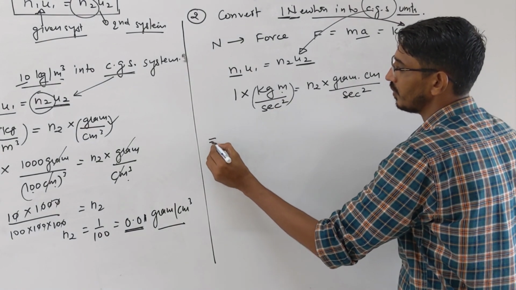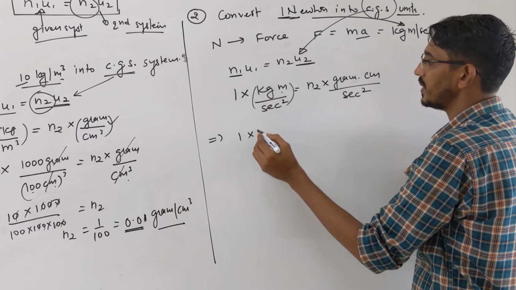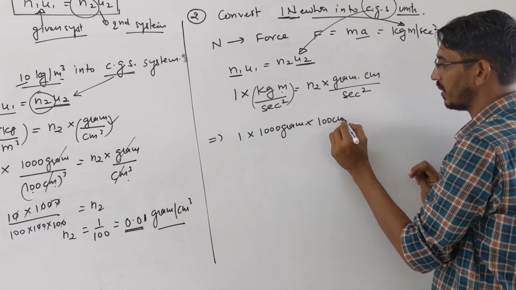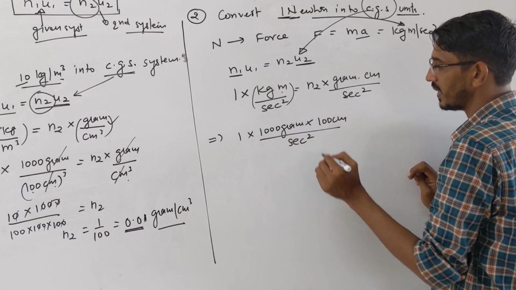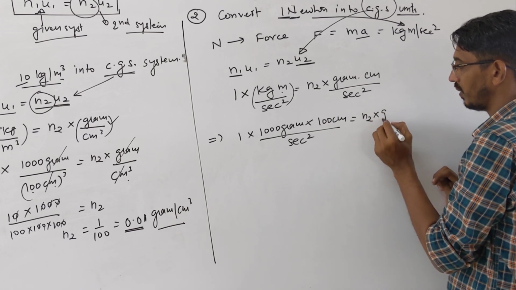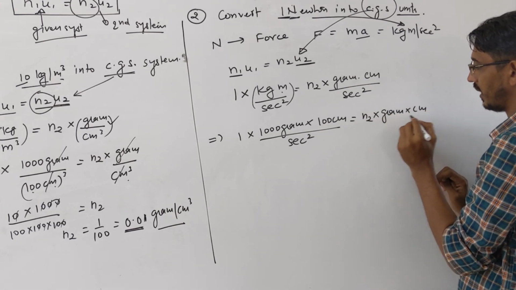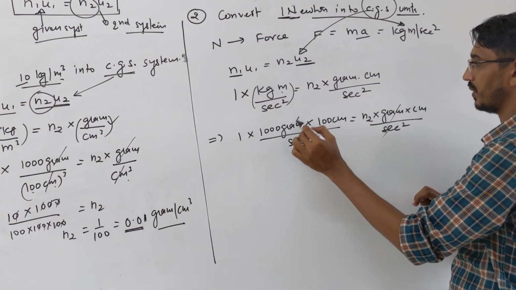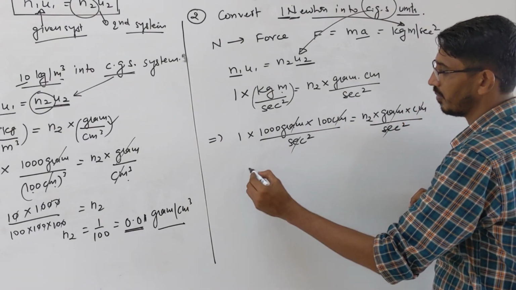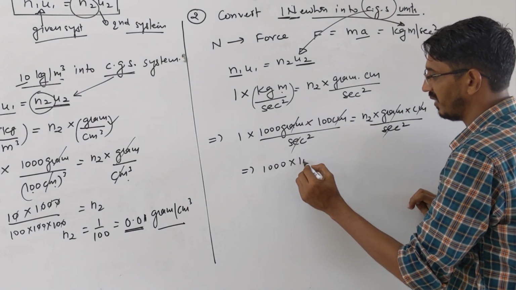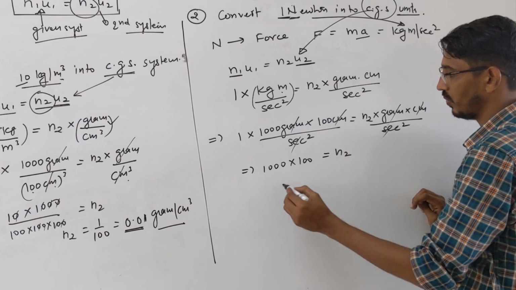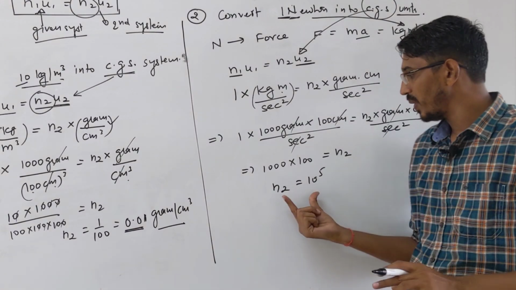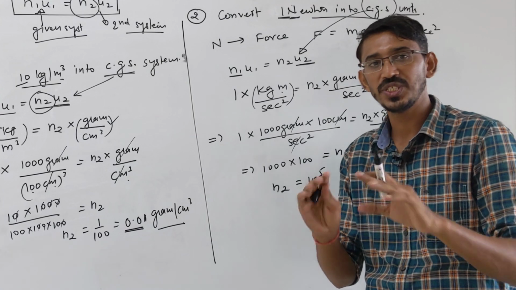So look here, 1 kg into gram is easy, I can just write 1000 gram, okay, meter I can write as 100 centimeter, and time is the same in both systems, second square, is equal to N2 gram into centimeter by second square. Okay, time goes, gram goes, second goes, right? Everything goes. So what remains is 1000 into 100 is equal to N2, or N2 becomes 10 power 5. Okay, this is the numerical value of 1 Newton in the CGS system.